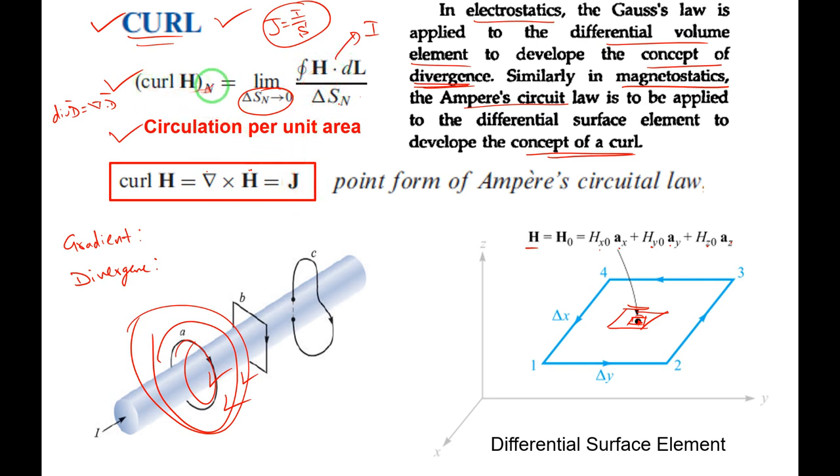Then what about this curl of H and N? The effect of the curl will be in the normal direction: either it is coming out of the PPT or entering the PPT, but it will be normal. N indicates it is normal to the plane, if I take this PPT as a plane. It may be coming out of this PPT or entering the PPT. That is the effect of the curl. I hope you got it.